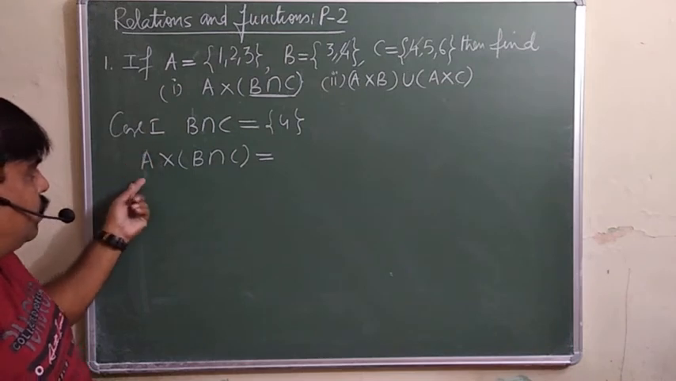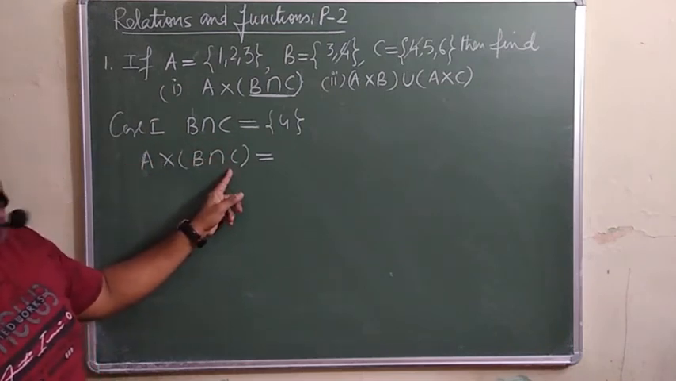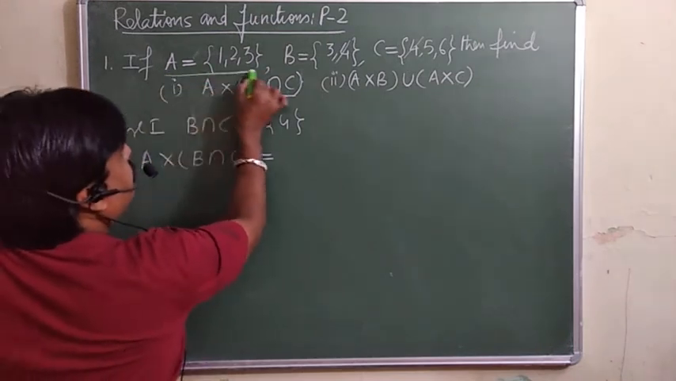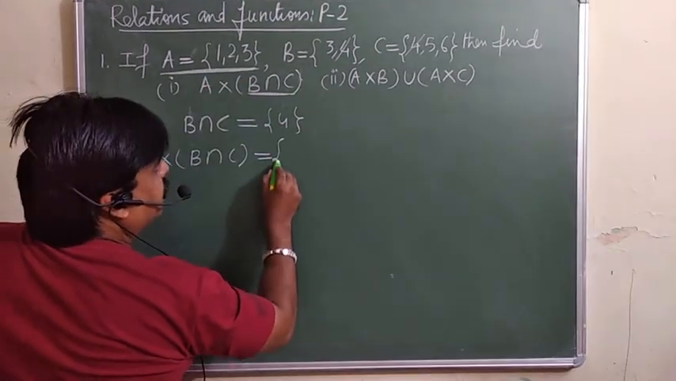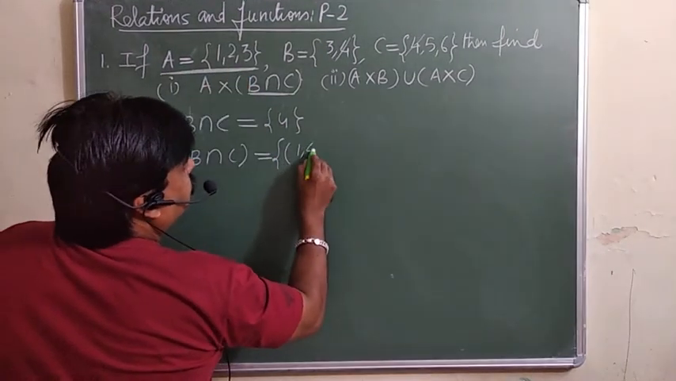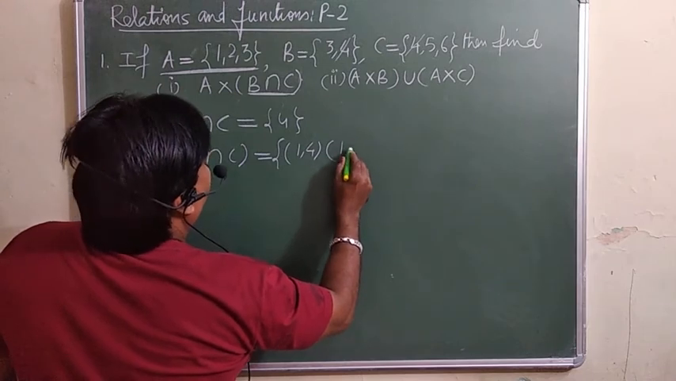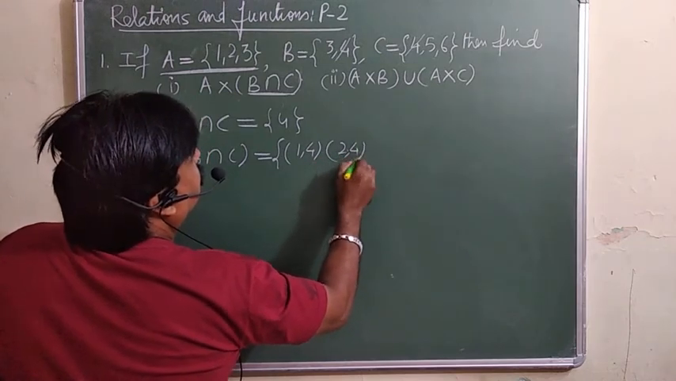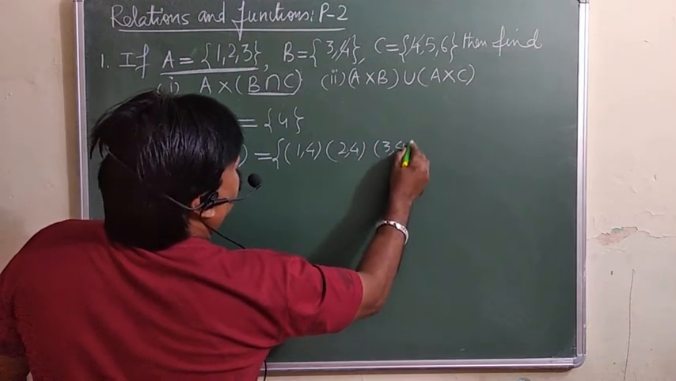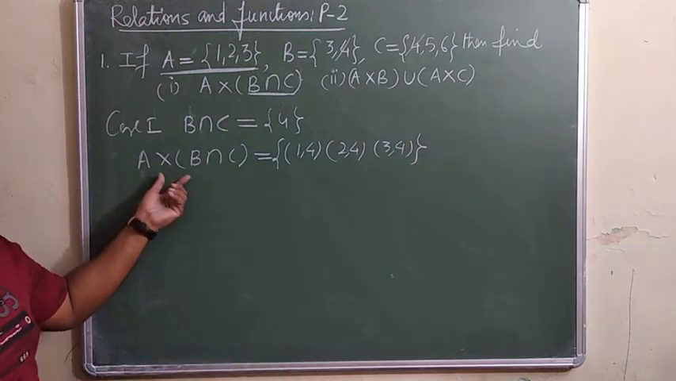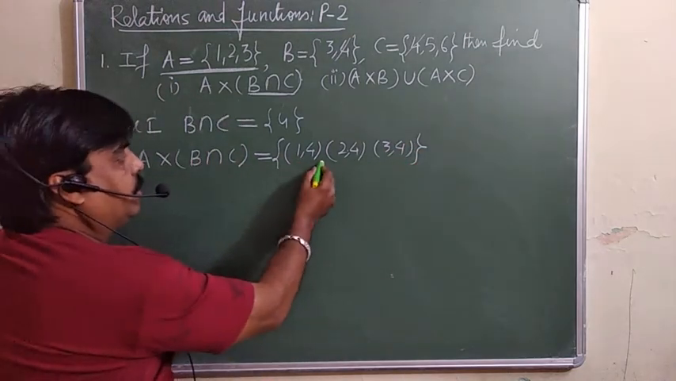The first element should be from A, and the second element should be from B intersection C. So what are the elements of A? 1, 2, 3. So you have to write 1 4, 2 4 and 3 4. This is your A cross B intersection C.